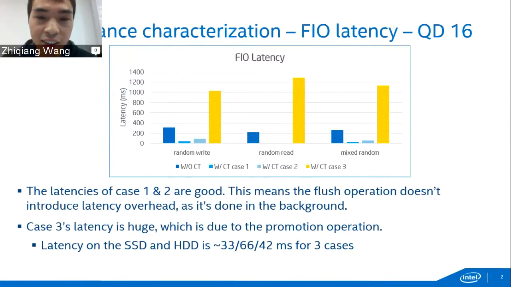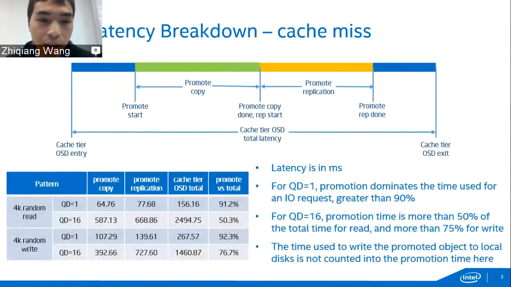Okay. Next, I did some latency breakdown data for the promotion. We divide the whole time in the cache tier OSD into promotion copy and promotion replication, and then the total time is the cache tier OSD latency.